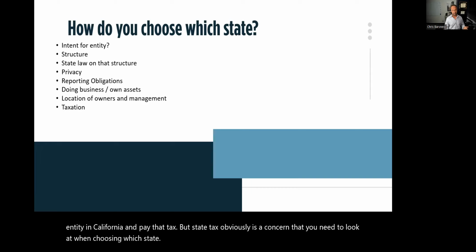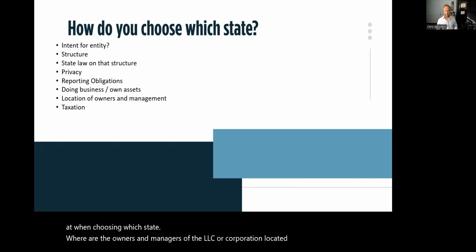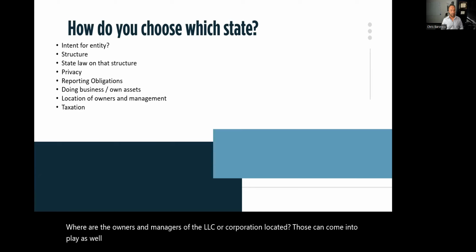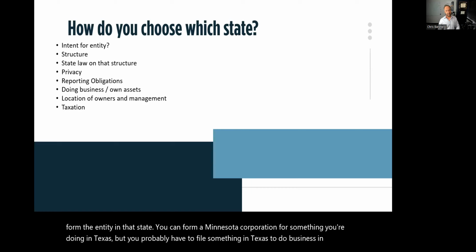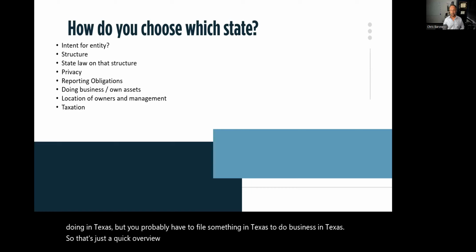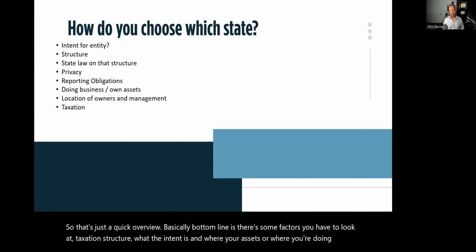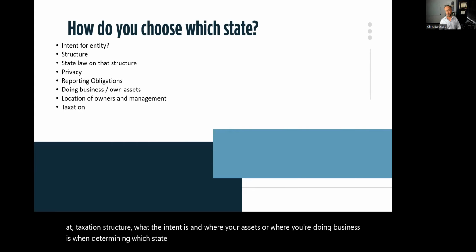Where are the owners and managers of the LLC or corporation located? Those can come into play as well. So just because you're located in one state doesn't mean you only have to form the entity in that state. You can form a Minnesota corporation for something you're doing in Texas, but you probably have to file something in Texas to do business in Texas. So that's just a quick overview. Basically, bottom line is there's some factors you have to look at: taxation, structure, what the intent is, and where your assets or where you're doing business is when determining which state that you want to form your entity in.